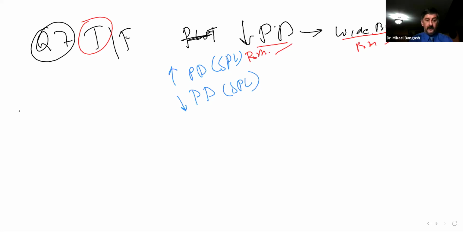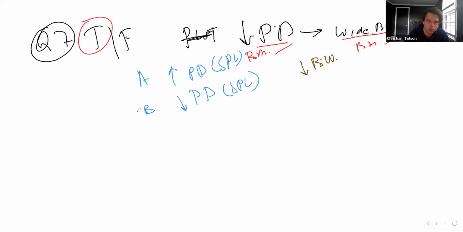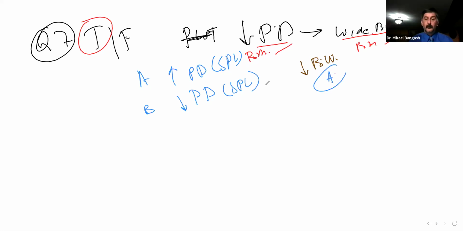And then they may ask you which of these two has a narrow bandwidth? Which of these two here will have a narrow bandwidth? A or B? Yes, guys, A. You go with A. And that's the right answer. So the same concept can be asked in different ways. That's all I want to say.